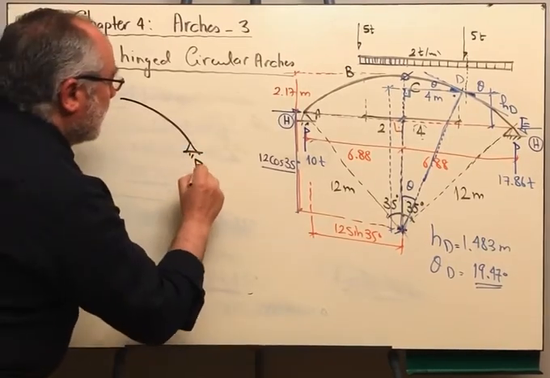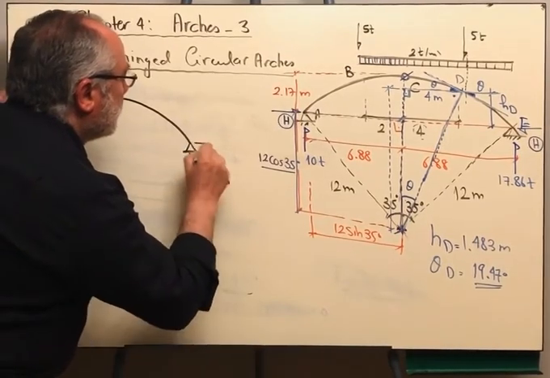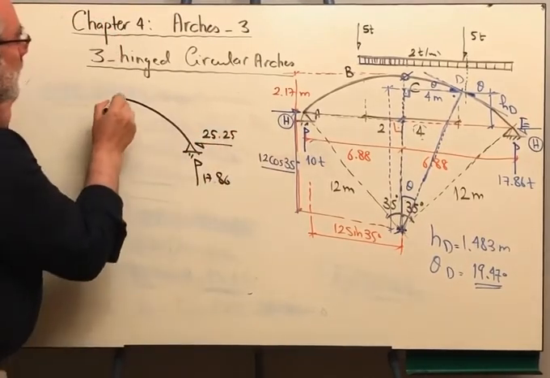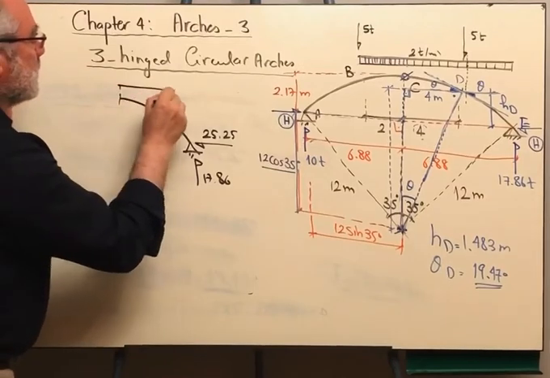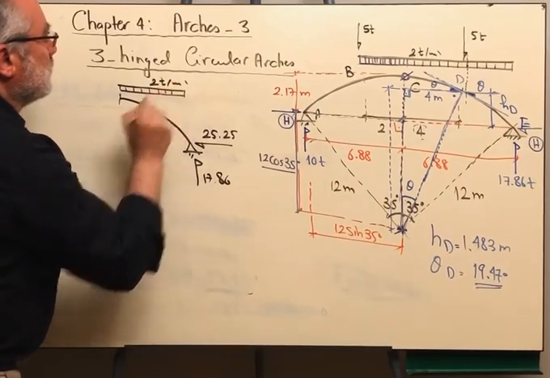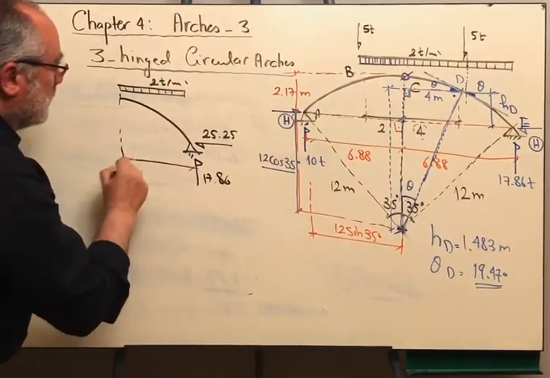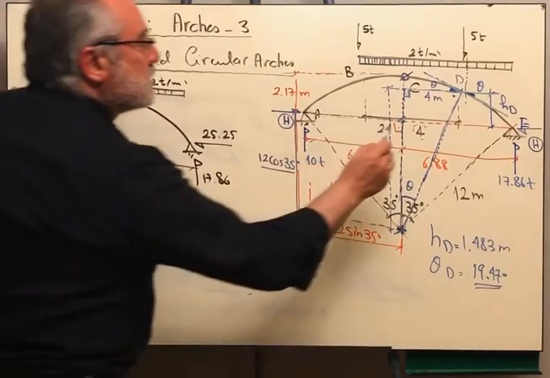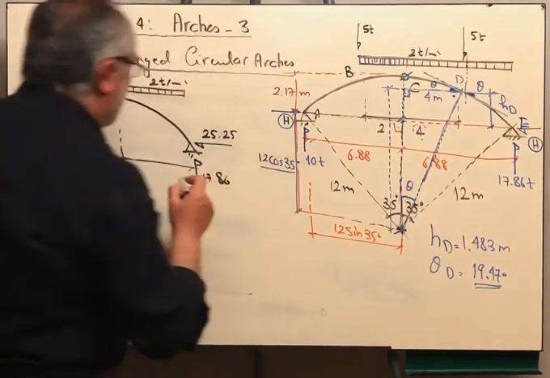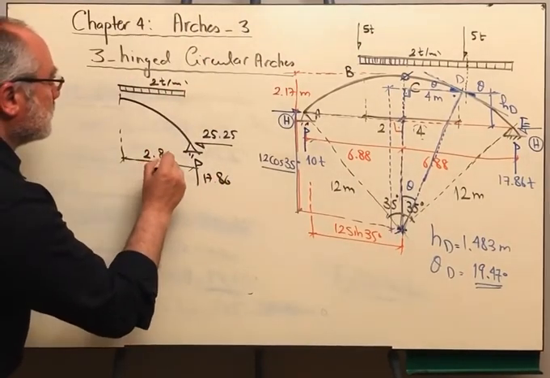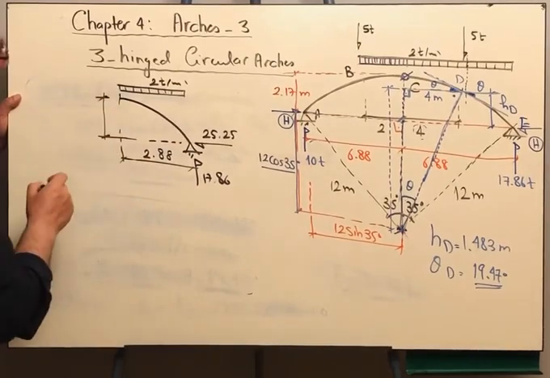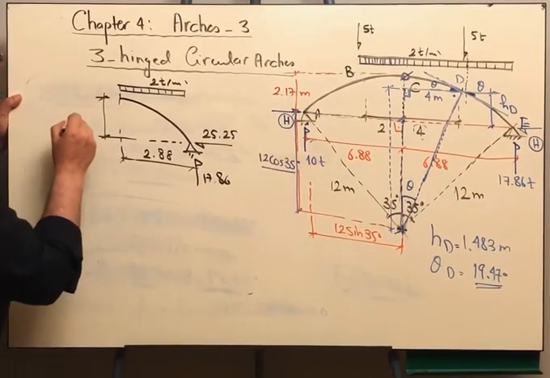I'm having here reaction 17.86 and the reaction 25.25, and here we are having the distributed load of 2 tons per meter. This distance we are having, this is 4 meters and this is 6.88, there remains 2.88. And this height here will be 1.483.